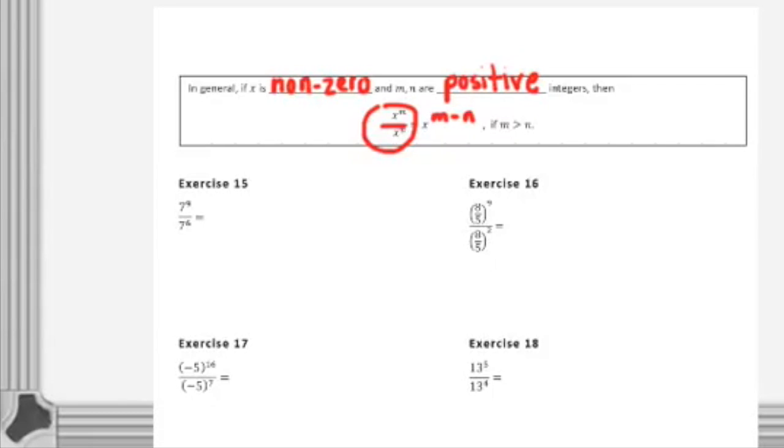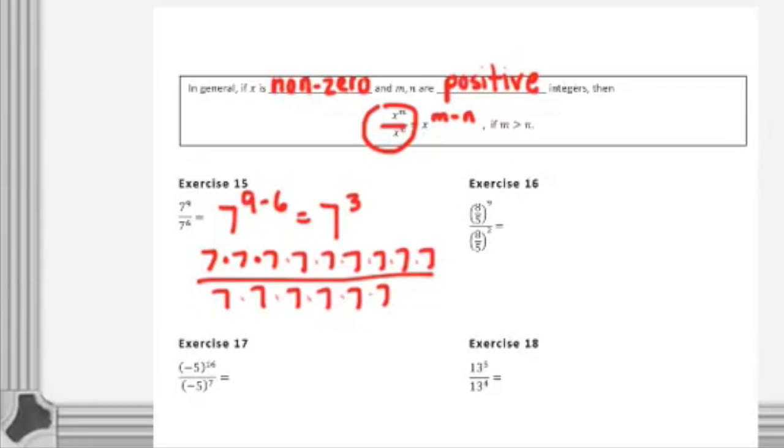So we're looking at exercise 15, 7 to the 9th divided by 7 to the 6th is 7 to the 9 minus 6, which is then, of course, 7 to the 3rd. Now, the reason this works is because we could write out the factors. So we see 7 to the 9th over 7 to the 6th, and what we could do is cancel all the fractions that would equal 1, and you can see that we end up with 7 to the 3rd. So we're just doing that canceling out, but in a shorter form using the subtraction.